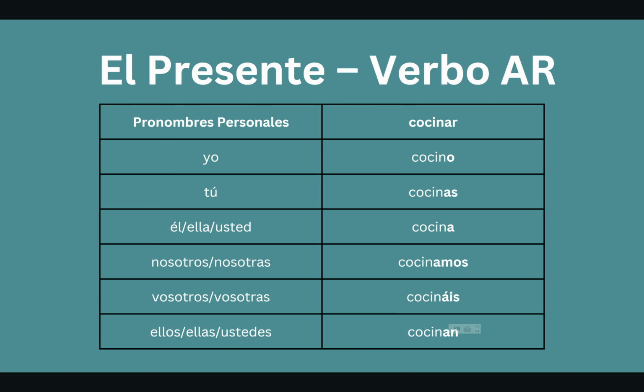Take the verb cocinar as an example. Yo cocino. Tú cocinas. Él, ella, usted cocina. Nosotros, nosotras cocinamos. Vosotros, vosotras cocináis. Ellos, ellas, ustedes cocinan.